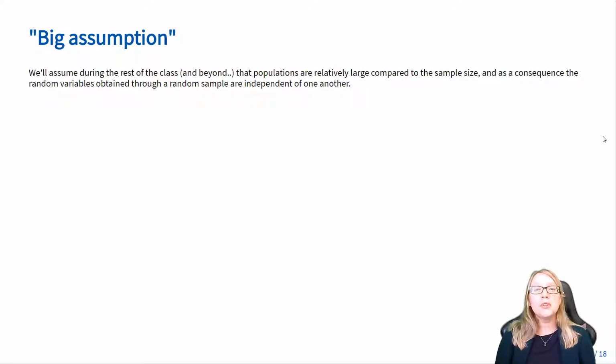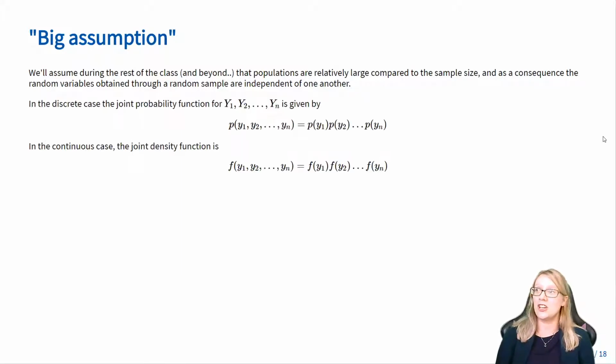Now, we'll assume throughout the rest of the class and beyond, even further when we talk about some techniques, that populations are relatively large compared to the sample size. As a consequence, we'll assume that these observations are independent of one another. Now, in practice, that might not always be a reasonable assumption, but whenever it makes sense to assume that our data are independent, we tend to do so. The reason? We don't have to worry about covariance. We don't have to worry about correlation.